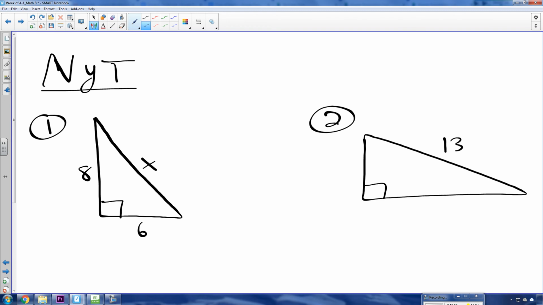So this is your now you try. So pause the video, give these two a try. Make sure you show the work, even if you see something. Show the work to get there.